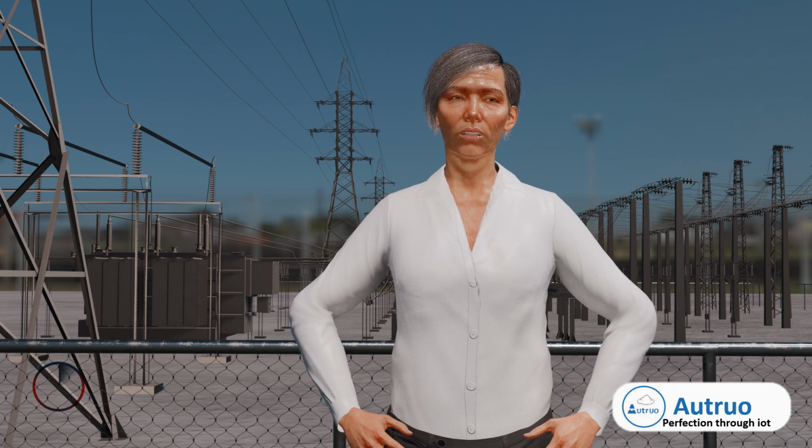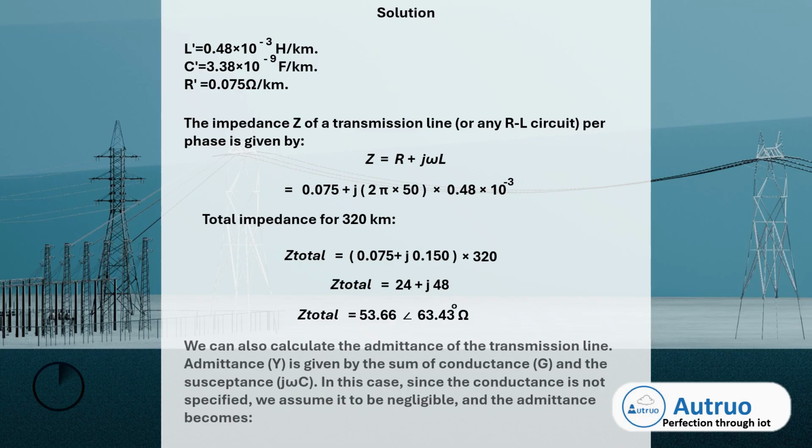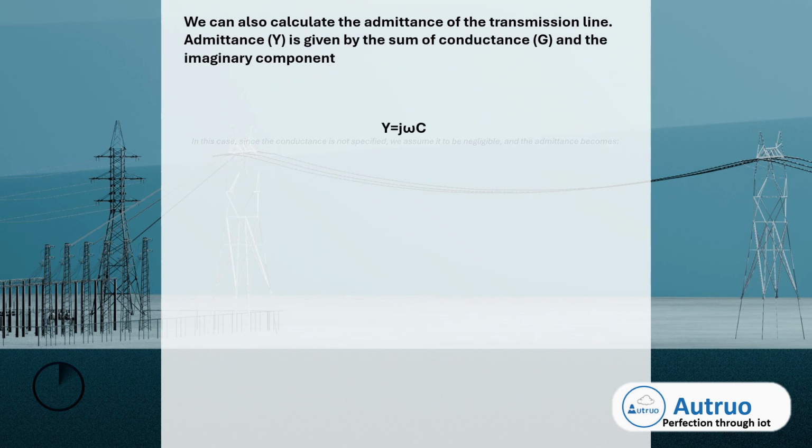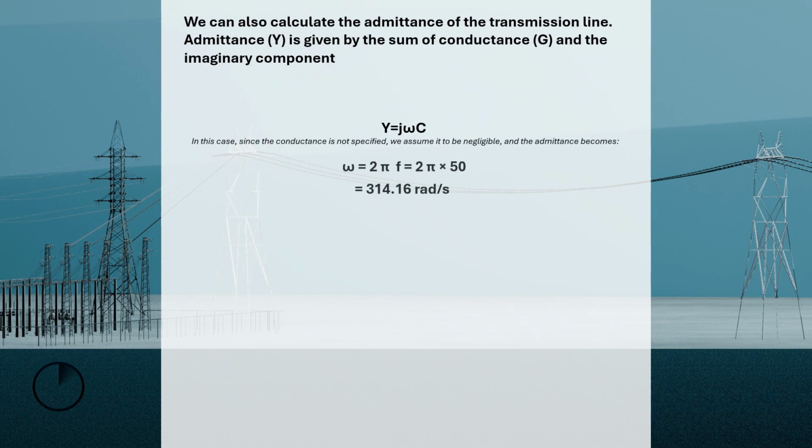We can also calculate the admittance of the transmission line. Admittance is given by the sum of conductance and the imaginary component, which is j omega C. To calculate this, we start by recalling that omega is equal to 2 pi f, where f is the frequency. So for a frequency of 50 Hz, we get omega equals 2 pi times 50 equals 314.16 rad per second. Now we multiply omega by the capacitance, which is 3.38 times 10 raised to power minus 9. So omega C is equal to 314.16 times 3.38 times 10 raised to power minus 9. This is equal to j 1.061 times 10 raised to power minus 6 siemens per kilometer.